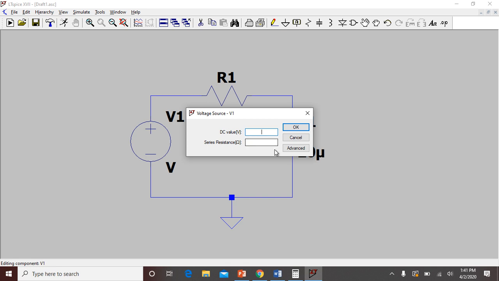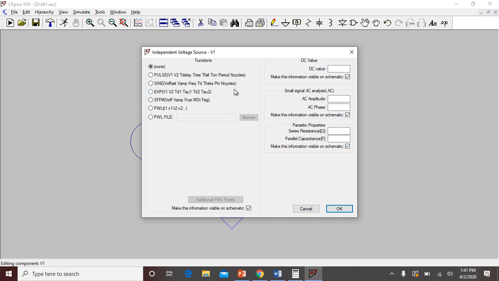So for the advanced option, since I want a square wave for the AC supply, I'm going to the advanced option, and in advanced option there are multiple functions. This window is just like the window for a function generator, where we can have a square wave, a triangular wave, or a sinusoidal wave. So whatever we want, we can take it from there.